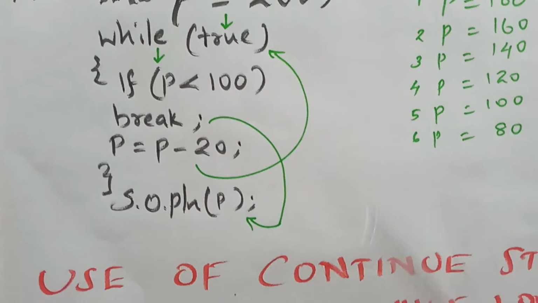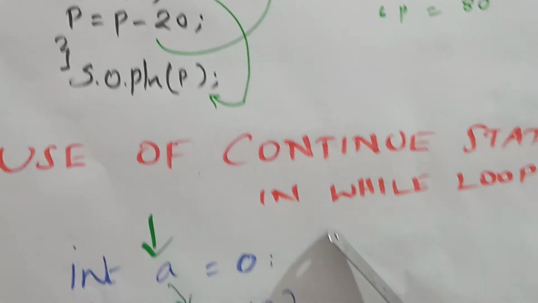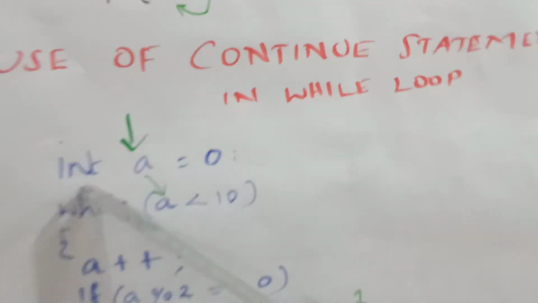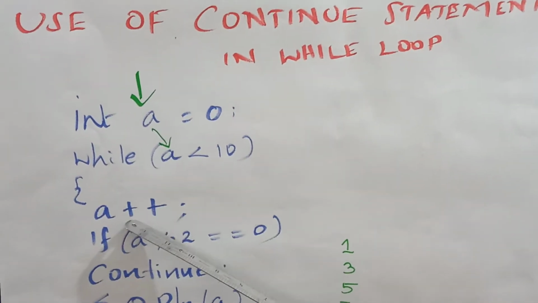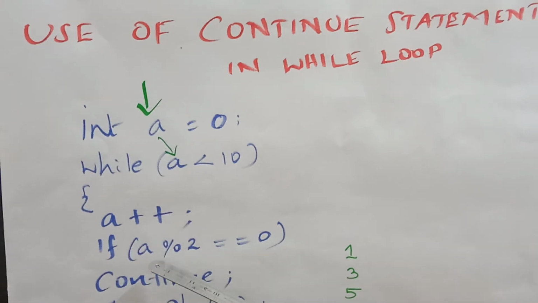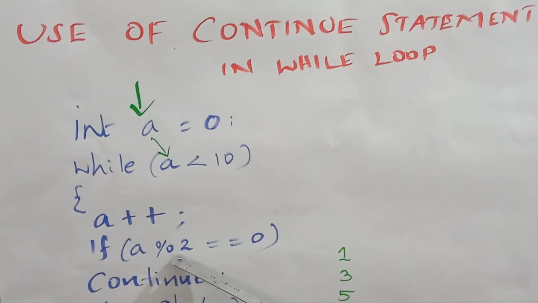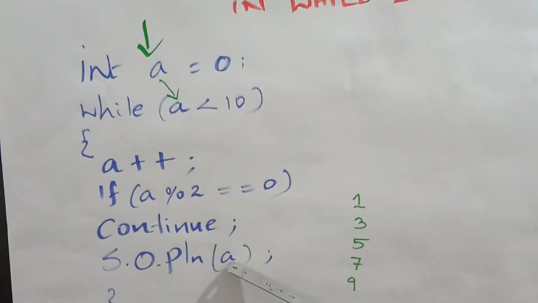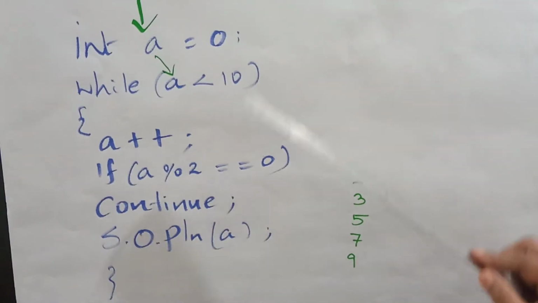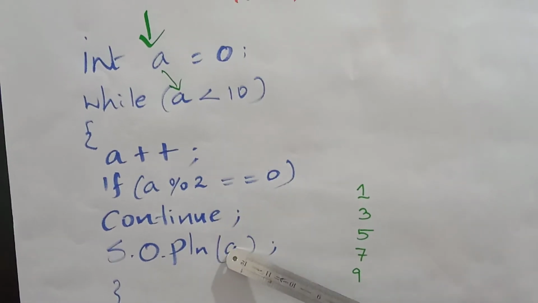Now this was the break statement, and now you are using the continue statement. Int a equal to 0. Then while a less than 10. Then in the body of the loop write a plus plus, then give the if condition, a mod 2 equal to 0, then continue. Then you have to print a. In this example, you have to find out the odd numbers.